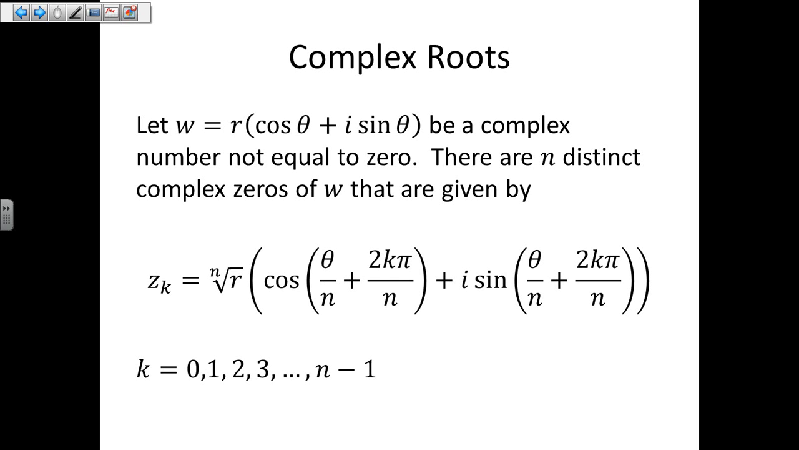So here's a rather nasty looking equation. Go ahead, pause the video, write it down, and it's going to make a whole lot more sense when we actually use it. Okay, that k equals 0, 1, 2, 3, blah, blah, blah. Looks very confusing. It's not once you actually start to use it. So take a second, pause the video, write this all down, and then we'll take a look at an example.